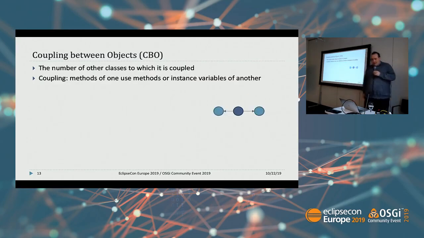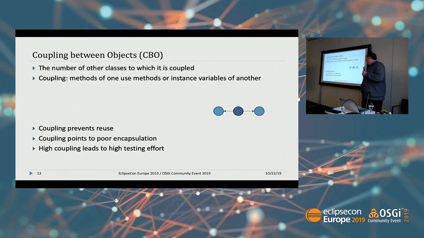So, another metric is coupling between objects, CBO. And here we simply count the number of other classes to which an object is coupled. Right? And coupling creates dependencies. Coupling also restricts the way in how you can evolve a class. So the intuition here is coupling essentially prevents reuse. Right? And it can point to poor encapsulation.